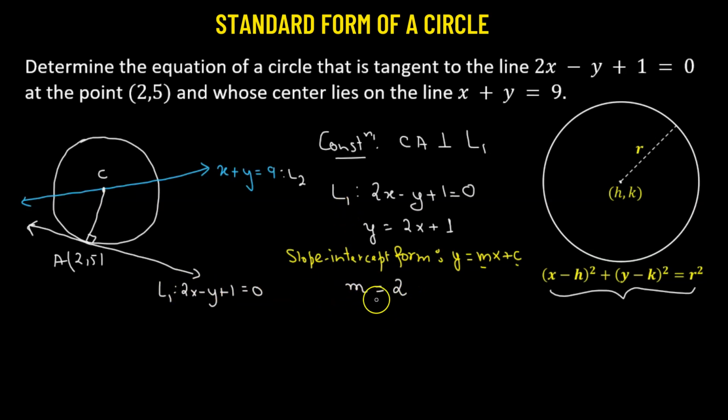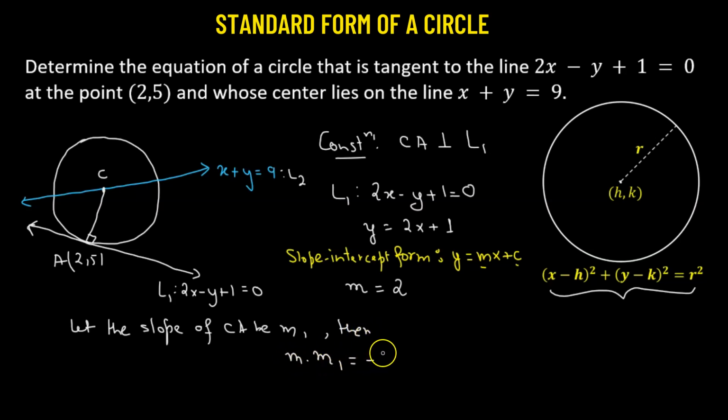The reason we obtain the value of this slope is because we know that the line CA is perpendicular to L1, and whenever we have two lines perpendicular to each other, the product of the slopes is always minus 1. So let the slope of the line CA be denoted by M1. Then the product m times M1 will always equal minus 1. Since we have obtained the value of m, we can also find the value of M1. So this is going to be equal to minus 1/2.